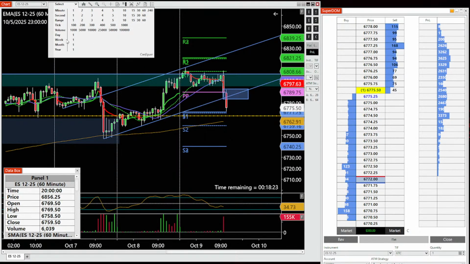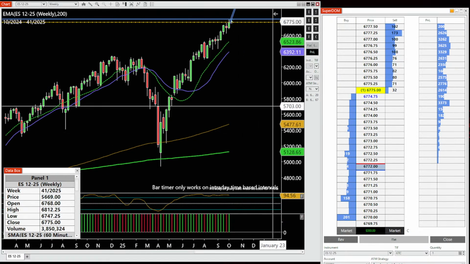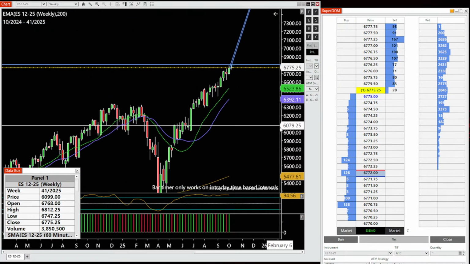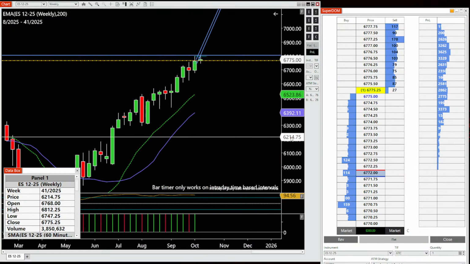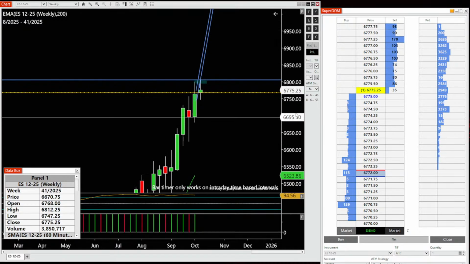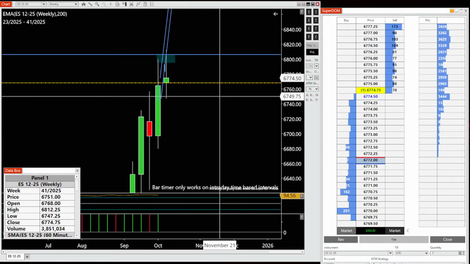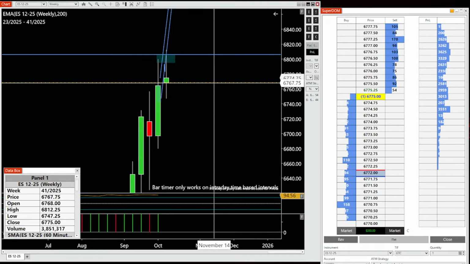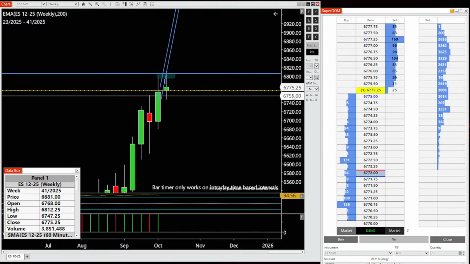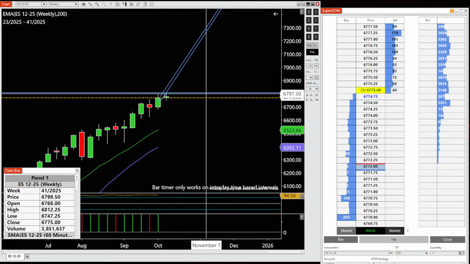Just flipping through the charts right now. That's what the weekly looks like. So weekly open. We retest the weekly open or weekly hold, and we keep going up tomorrow. End of the week.